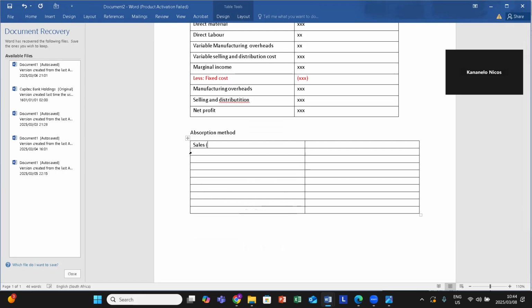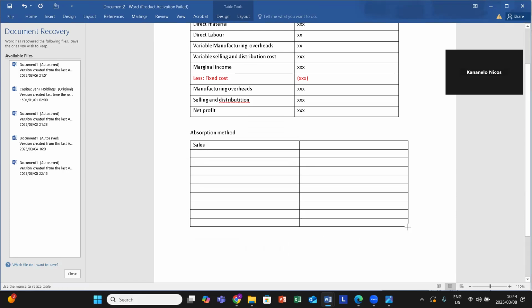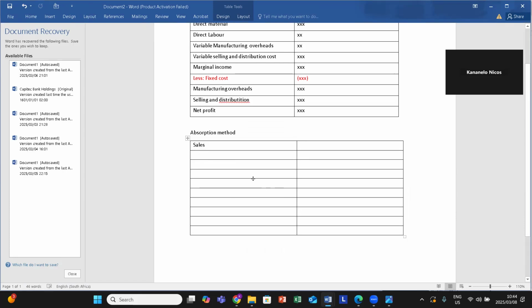And then with regards to the sales, remember that what are they going to say? Normally we say the number of products that we produce multiplied by the selling price, so that we get our sales. And then after that, we have our manufacturing cost. We less our manufacturing cost. And then with regards to the first method, we said less variable cost. This one we less our manufacturing cost.